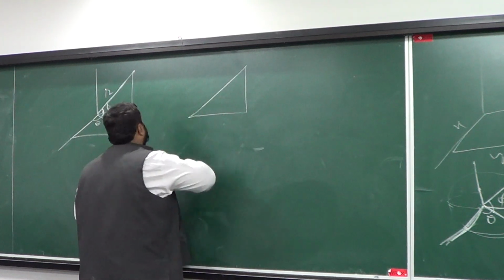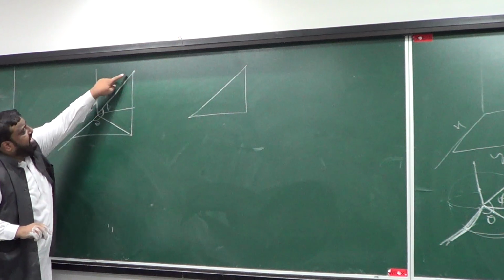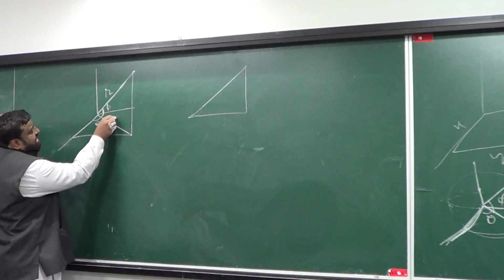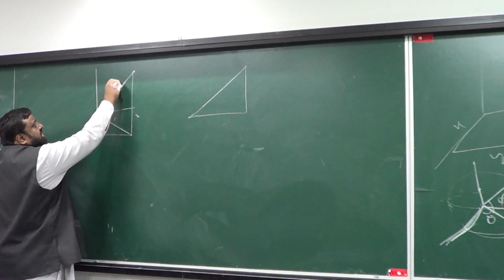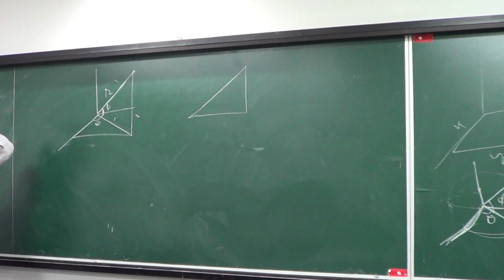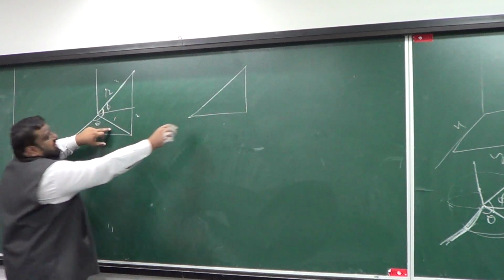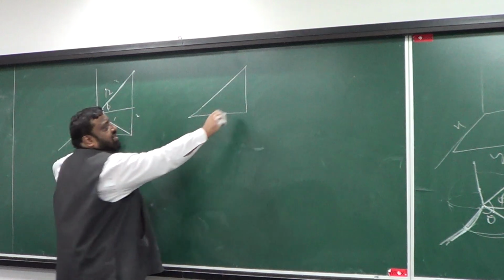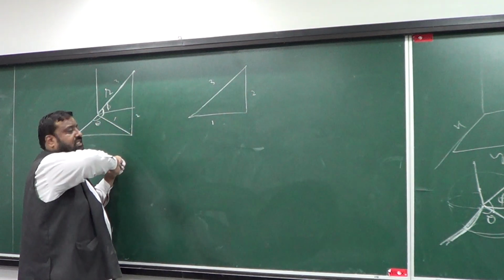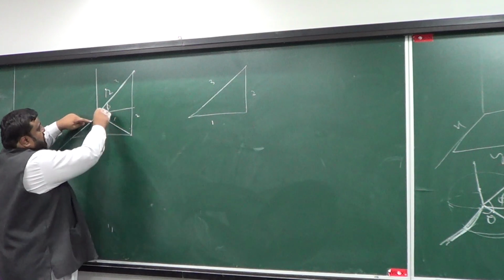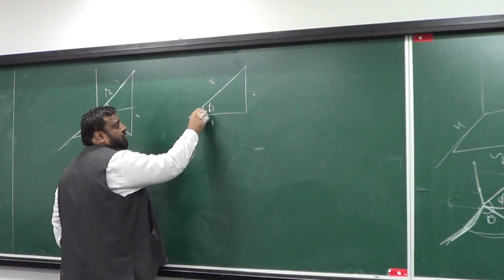Let me give these names. Let me call this line line 1, this line line 2, and this line line 3. So let's make sure of it. This is 1, this is 2, and this is 3. The angle is being made between 1 and 3. So this is the angle phi.